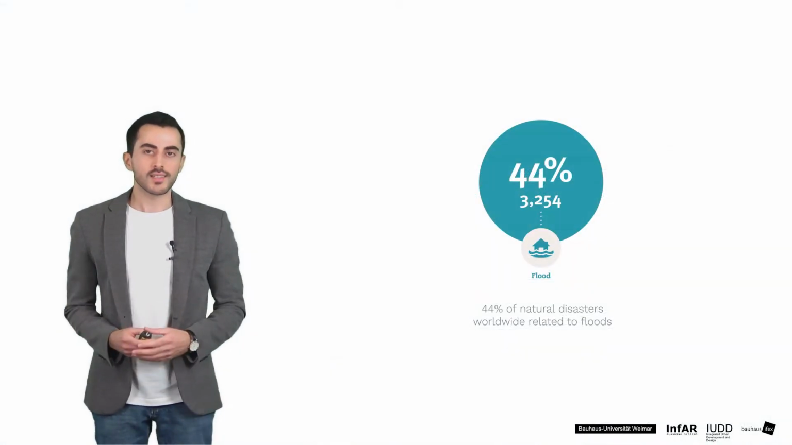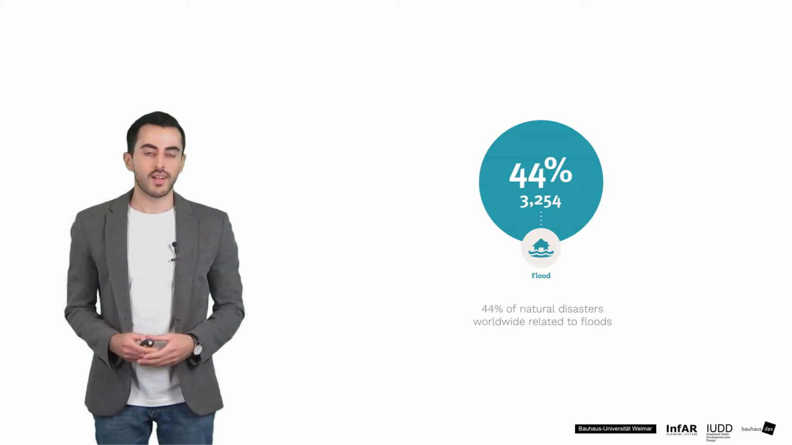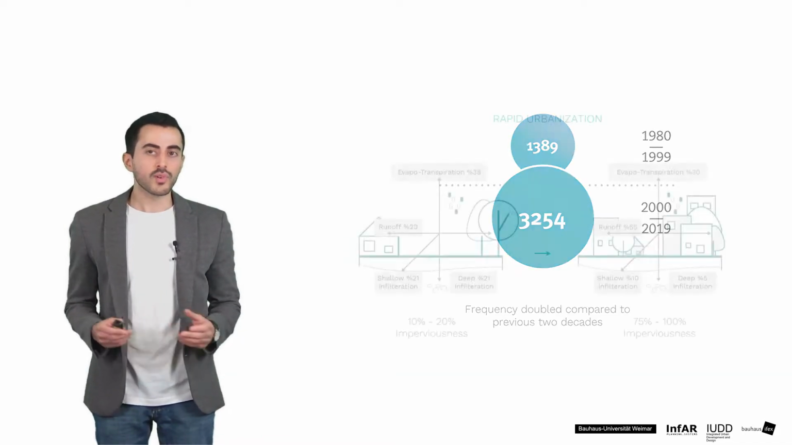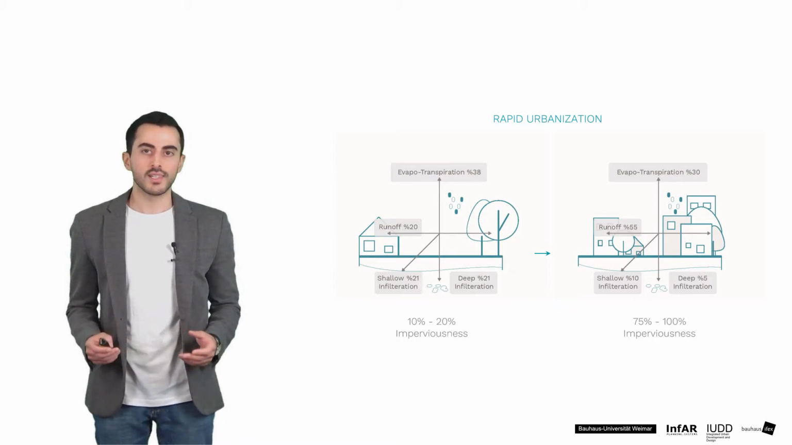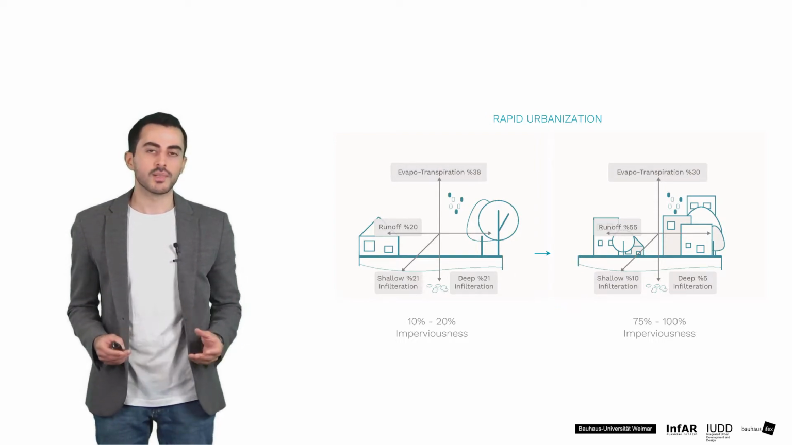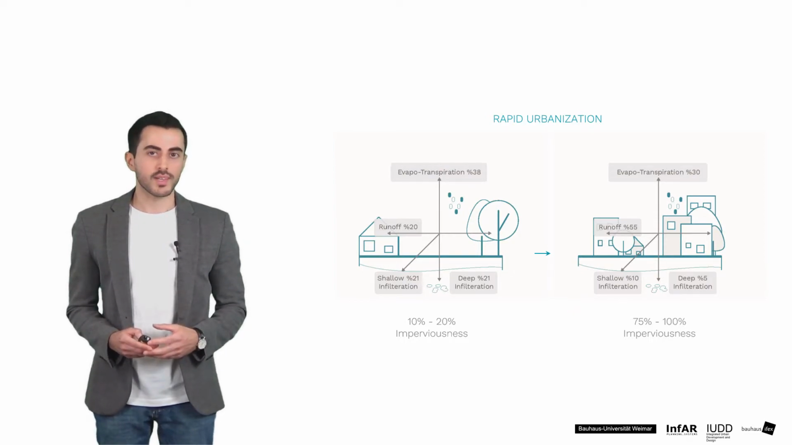In the last 2 decades, 44% of natural disasters worldwide were related to flooding. And the frequency of these flood events has actually doubled compared to the 2 decades before that. Along with rapid urbanization, the main cause of such floods is poor urban planning, which leads to a higher percentage of impervious surfaces and increased stormwater runoff. This results in drainage failures, which ultimately lead to urban flooding. This has raised greater attention to flood risk management.